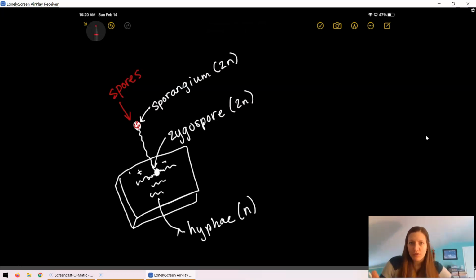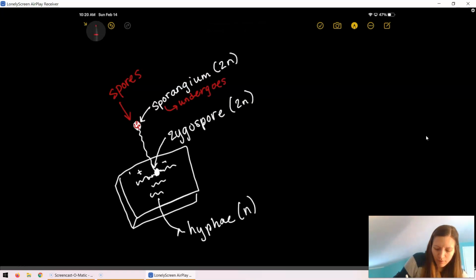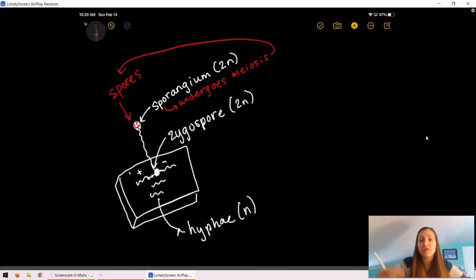Now, spores are created through the process of meiosis. So next to sporangium, I'm just going to write "undergoes meiosis." And then I'm going to draw an arrow to these spores. So it undergoes meiosis to create these spores.